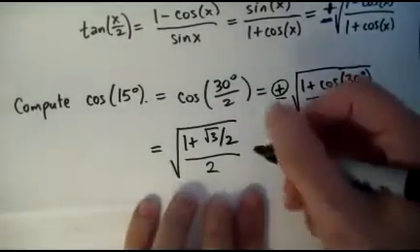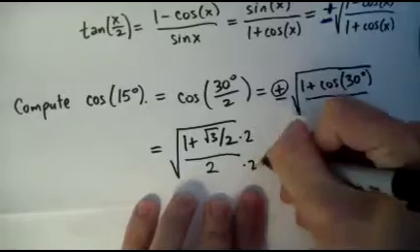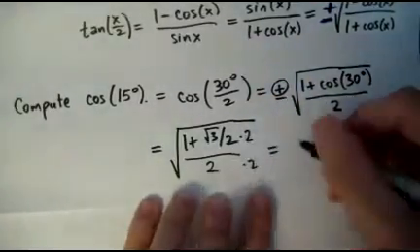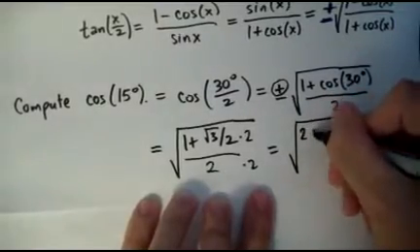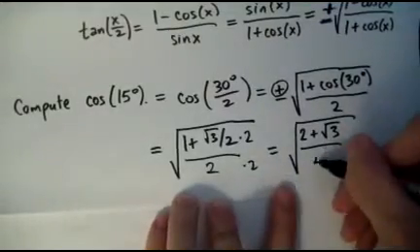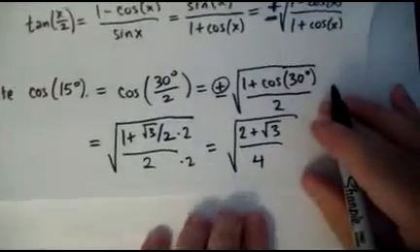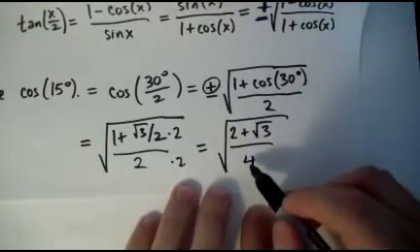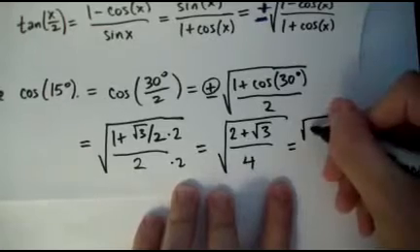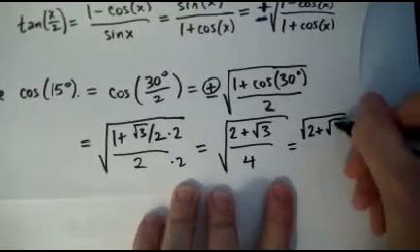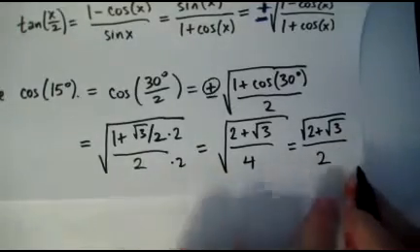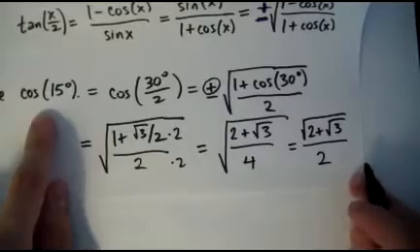So let's see how we do that. We would just multiply the top and the bottom by 2. And what that does is clears the 2 and we get the square root of 2 plus the square root of 3 all over 4. And then we can simplify a little bit more and just simplify the square root of 4 in the denominator. So that'll become, in the numerator, the square root of 2 plus the square root of 3, and then all over 2. So that is the cosine of 15 degrees.